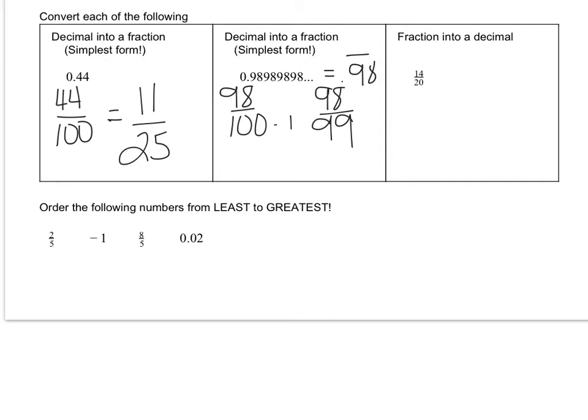Last question of this section. We are going to change a fraction into a decimal. You have 14/20. Remember, your fraction bar means for you to divide. You're going to take your numerator, which is 14, divided by your denominator, which is 20. Put that in your calculator, and you get 0.7.